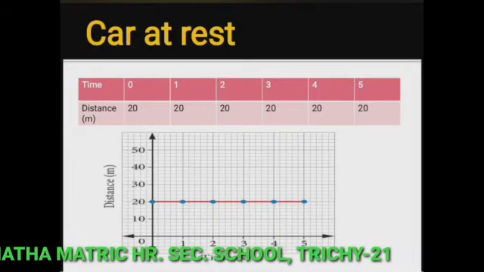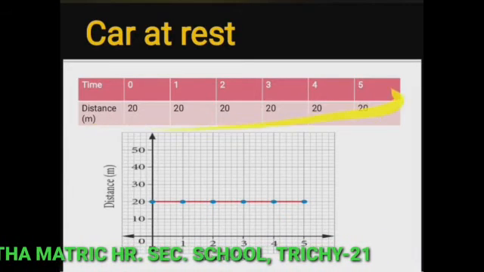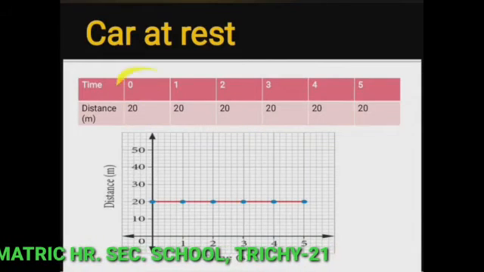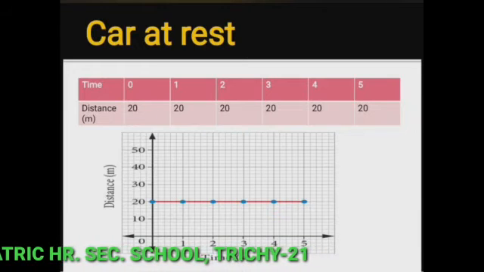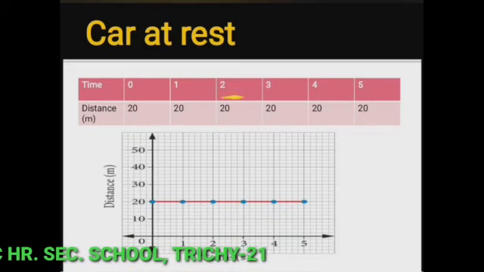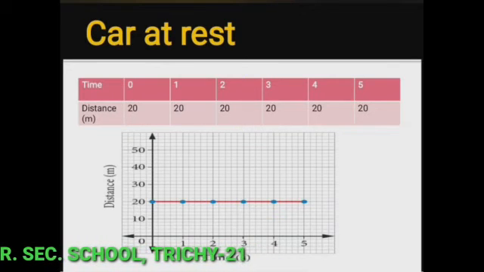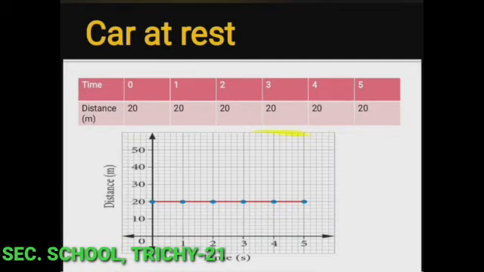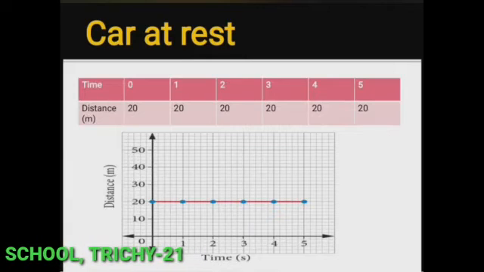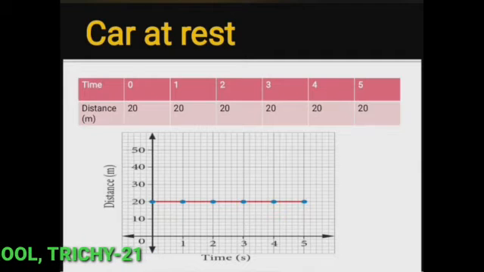So here in the first case, see the result. Time is given in second. So at 0 second the car covers 20 meter. Then 1 second 20 meter. Then for 2 second 20 meter. Then 3, 4, 5, 20 meter. The graph has 0 gradient. That is, the distance is constant for every second. 20, 20. Thus, the car is at rest.